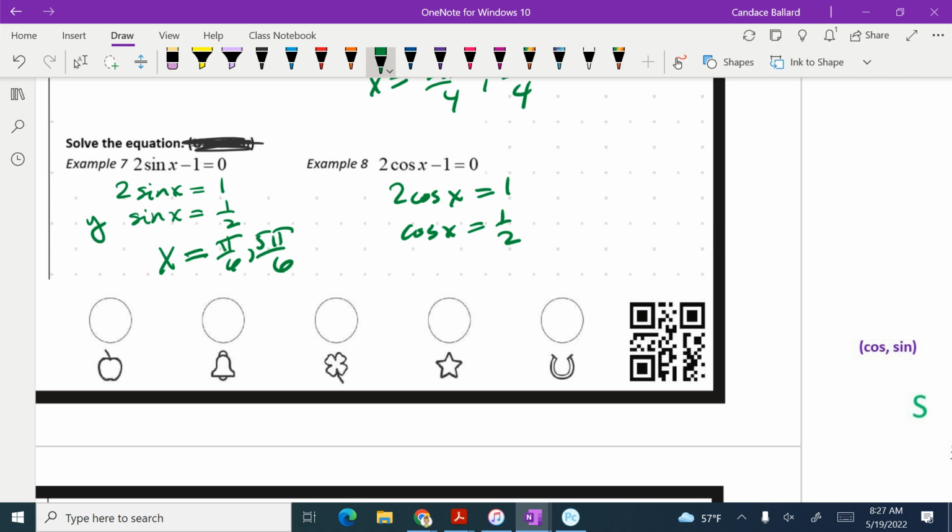Okay, do you agree with where I've gotten so far? Cosine x equals 1/2. Okay, so cosine the x value or the y value? X. Okay, so where did we find cosine of x equal to 1/2? Pi over 3 and 5 pi over 3. Everybody good?